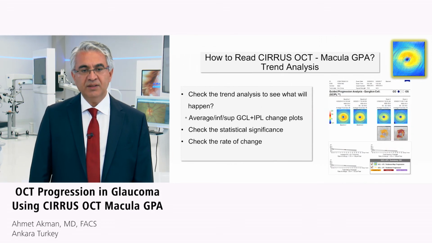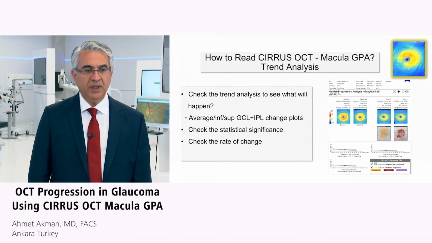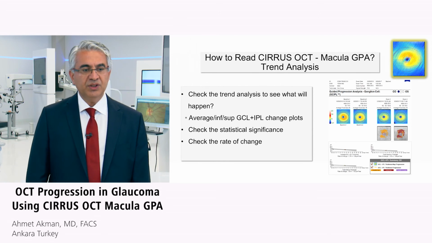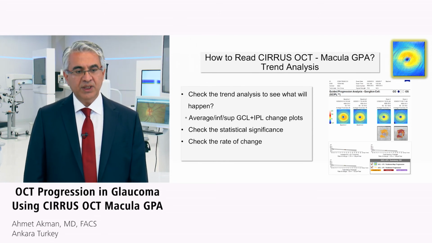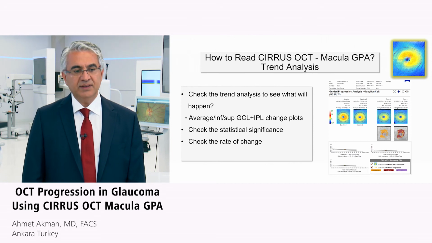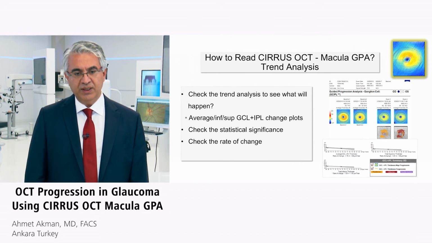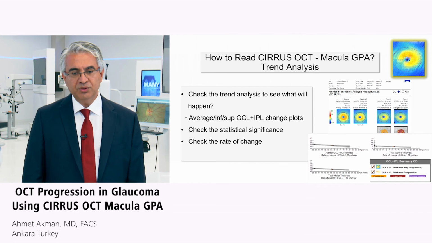After that, we check the trend analysis part of the GPA report. We check the average, inferior, and superior GCL IPL change plots. We check the statistical significance and look for the rate of change in these reports.